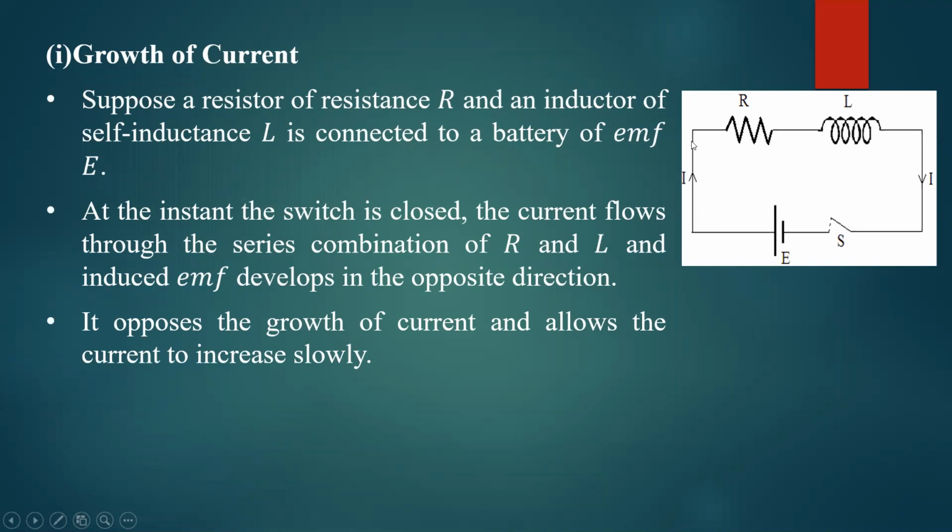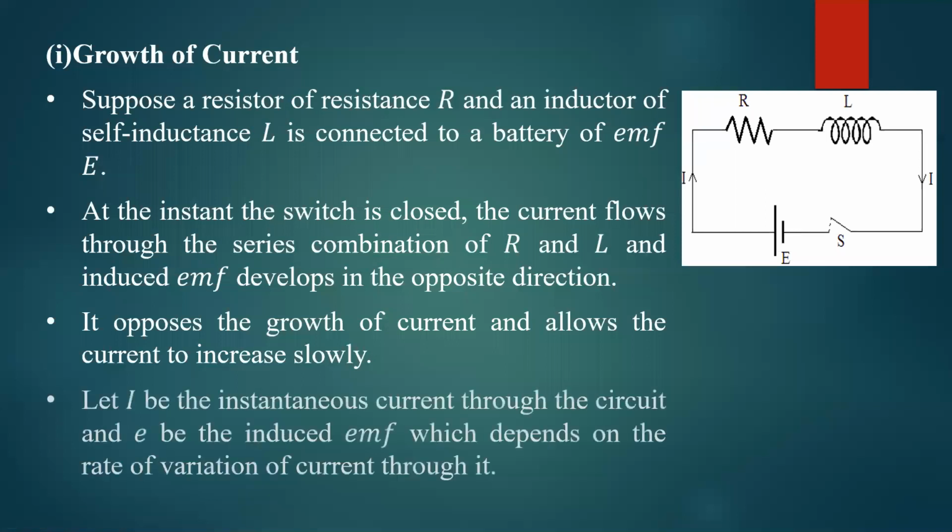Current starts to flow through the circuit, but this inductor will induce a current which will oppose the incoming current. It produces current in the opposite direction. Because of that, this current will not become steady immediately. It will slowly increase. It opposes the growth of current and allows the current to increase slowly. So the induced EMF will oppose the incoming current. Because of that, the current will increase slowly. So let capital I be the instantaneous current through the circuit, which is a function of time, because current changes with time.